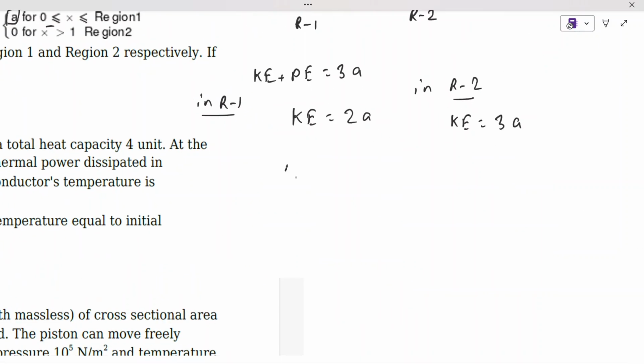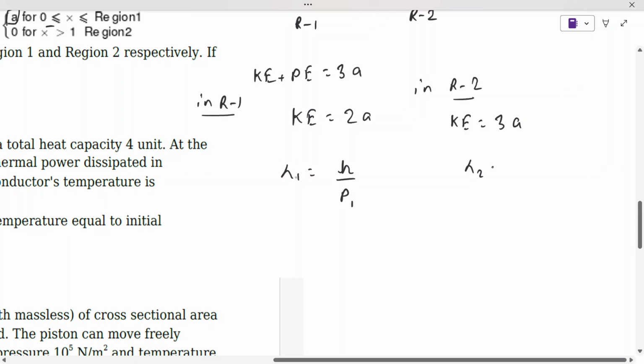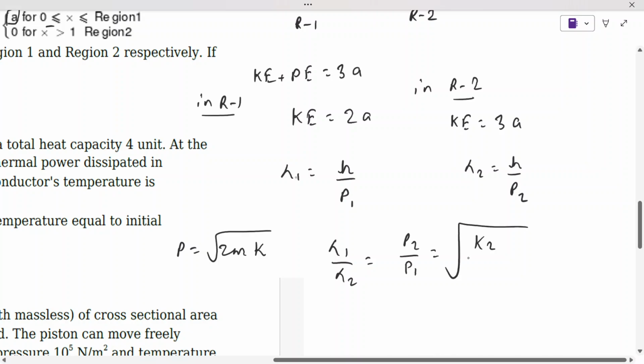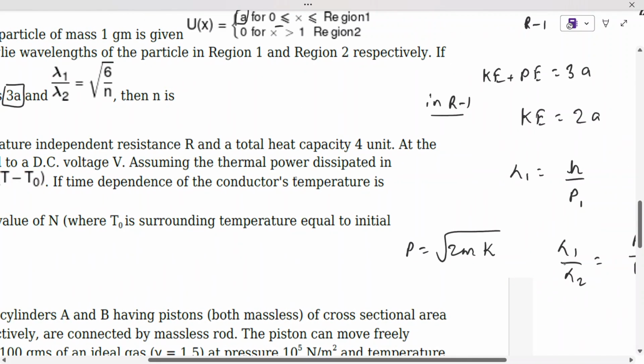So we have to find the de Broglie wavelength. In these regions, lambda 1 is h by p1 and lambda 2 is h by p2, and p is root 2mK. So lambda 1 by lambda 2 is simply p2 by p1, which is root of K2 by K1, and K2 by K1 is 3 by 2. Very simple, isn't it?